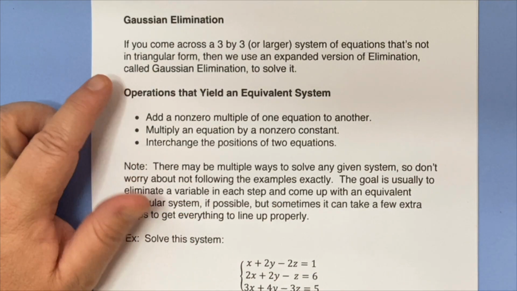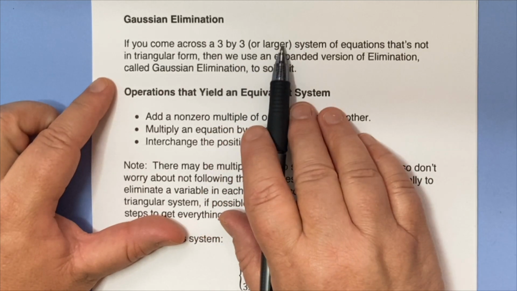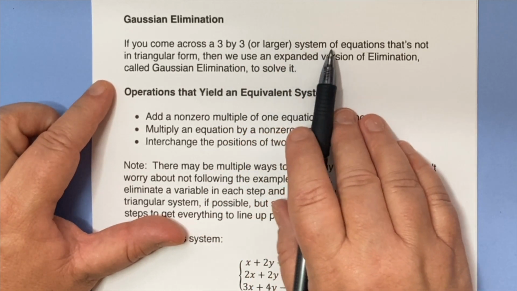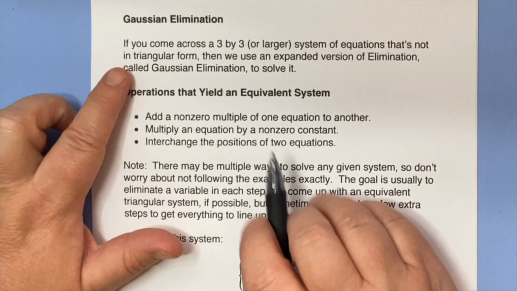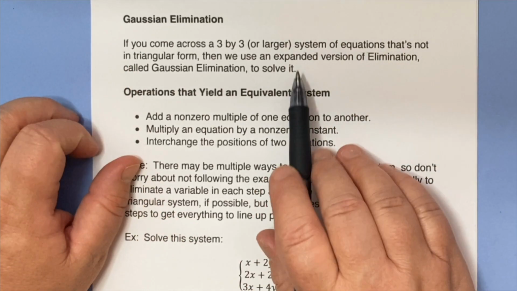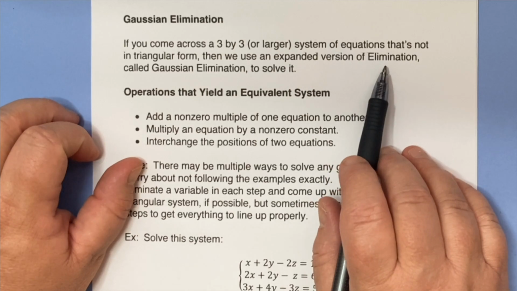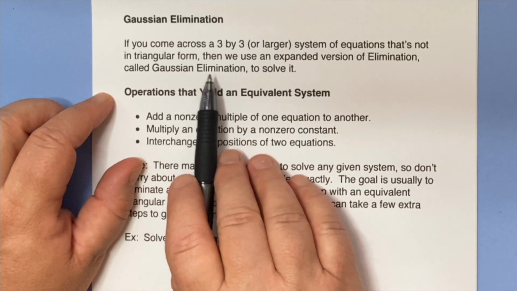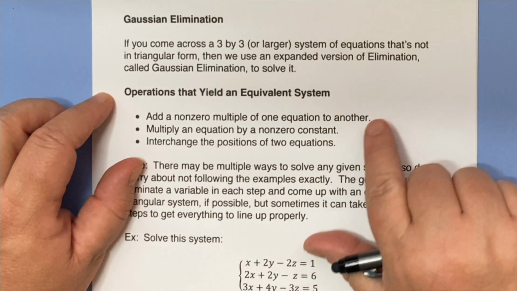So if you come across a 3x3 or larger, and we're going to leave that open for a later time, system of equations that's not in triangular form, then we use an expanded version of elimination. So we're building on elimination, and it's called Gaussian elimination. So what are the rules?